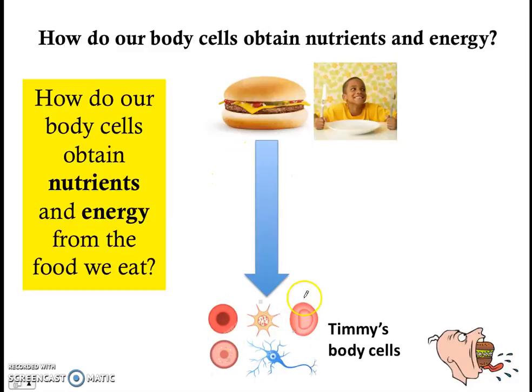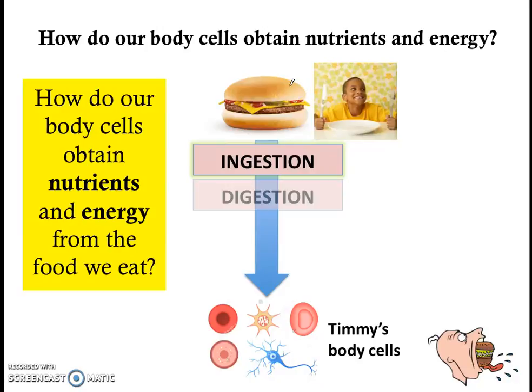So here's our big question again. How do our tiny body cells obtain nutrients and energy from the food that we eat, which is usually much bigger than the cells? Well, nutrition happens in 4 stages. And maybe you're thinking to yourself, well, it's quite simple, right? First, you got to eat the food. And that's precisely what it is. The first stage in nutrition is ingestion, eating the food. And that's followed by breaking down the food into simpler substances that we call digestion.